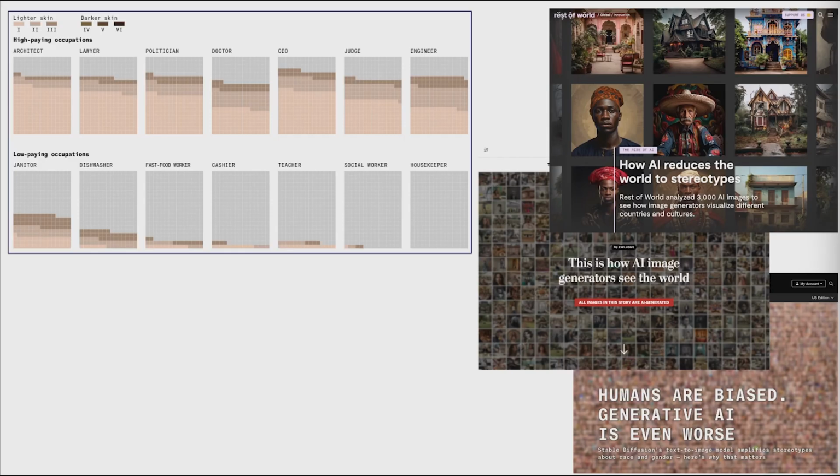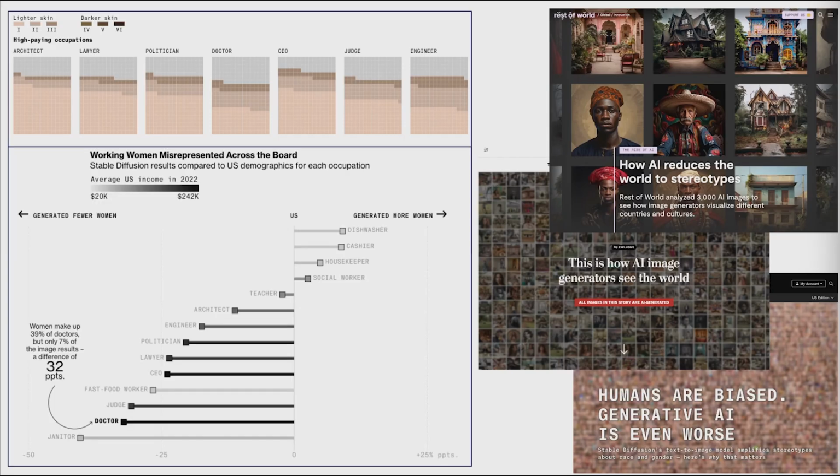So there was this trio of stories that explored how discrimination is rampant within image generators. Bloomberg found, for example, that image generators almost always generated CEOs and engineers with light skin. They almost always generated social workers with dark skin. And women were also consistently misrepresented. This kind of discrimination did not, in fact, reflect the reality of the world. So women make up 39% of doctors in the US, but they were only making up 7% of the results that were coming out of these image generators.